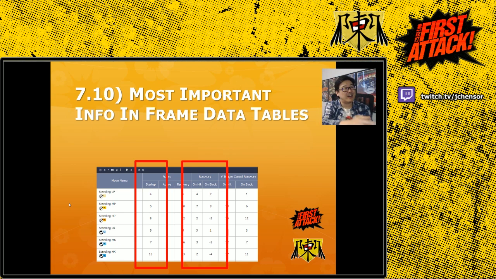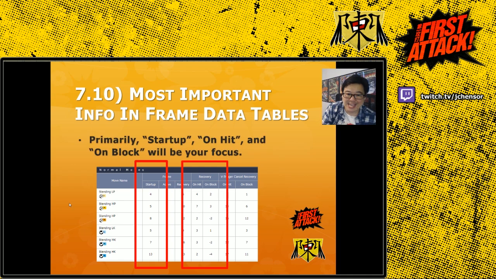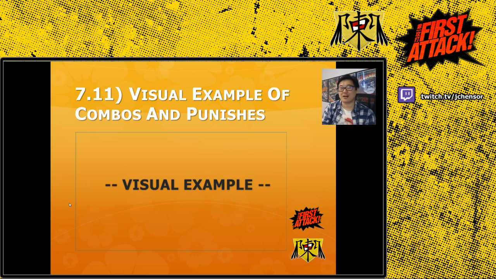Startup frames, on hit, on block. Those are the 3 columns you look at. That's it. Those 3 columns are the information you're going to need 95% of the time you look at a frame data table. So that's all you're going to need, and hopefully with all the visual examples I've given you, it makes sense what these numbers mean. I just wanted you to see what they meant in that situation.